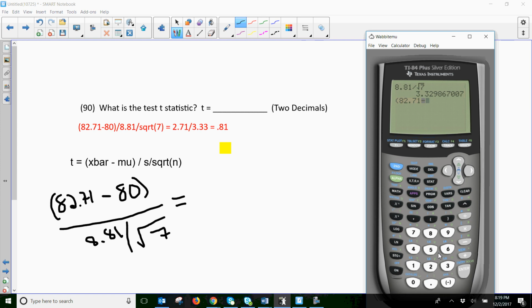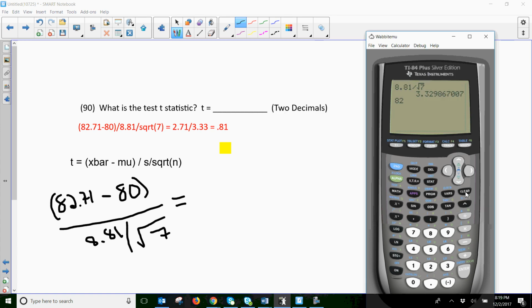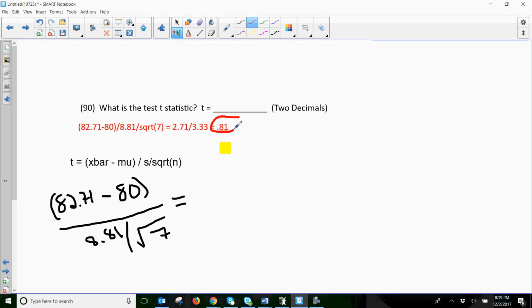Okay, and I'll get that, and then I'm going to go ahead and put parentheses and do 82.71 minus 80, and then close parentheses. Let's clear that. 82.71 minus 80. Close the parentheses, and then I can divide that by the second answer. And that's going to give me 0.813. So to 2 decimal places, we get 0.81. So that's my test T statistic.